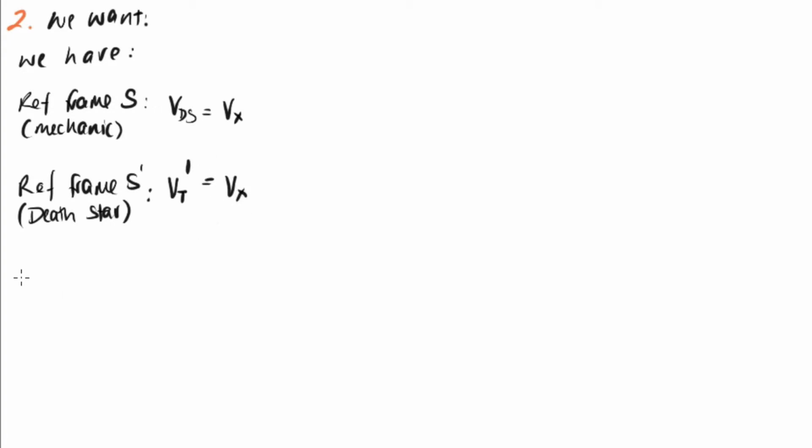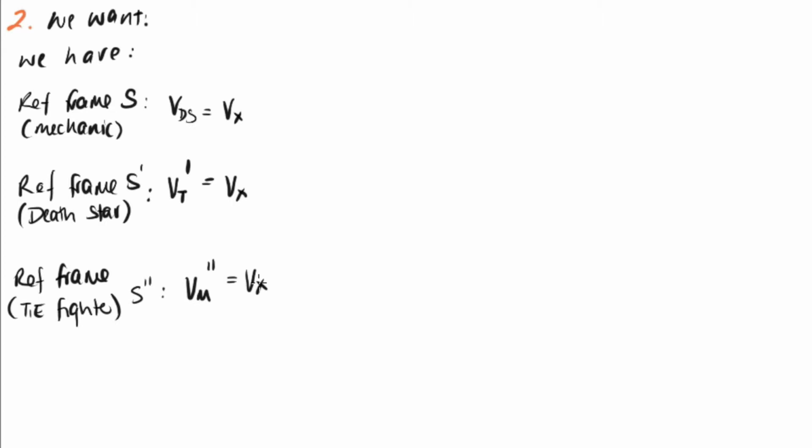So Vt dash, the speed of the TIE fighter in the reference frame S dash, is equal to Vx. And finally we have the TIE fighter, which is also moving relative to both the Death Star and the mechanic. So as not to confuse myself or the reference frames, I will call the reference frame of the TIE fighter S double dash. And as seen by the TIE fighter, the missile is moving with the speed of Vx. So Vm double dash, the velocity of the missile in the S double dash frame, is equal to Vx.